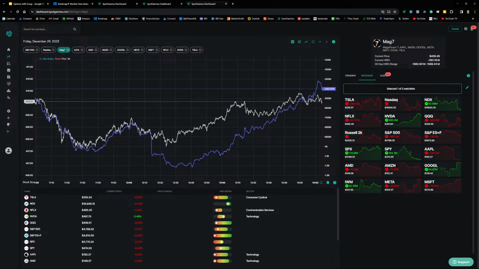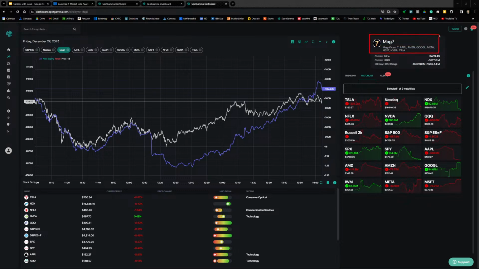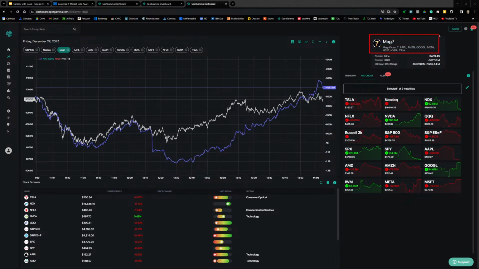This is also a combined signal of the stocks known as the Magnificent Seven: Apple, Amazon, Google, Meta, Microsoft, Nvidia, Tesla. These stocks make up a very large component of the Nasdaq 100 and also a large component of the S&P 500. So as these stocks go, the indices often go in the same direction.